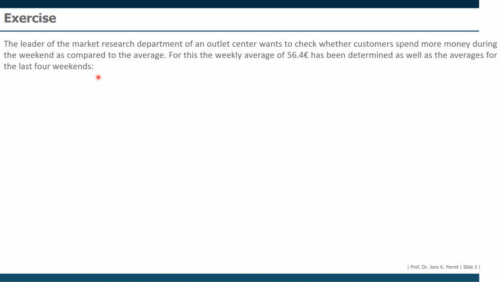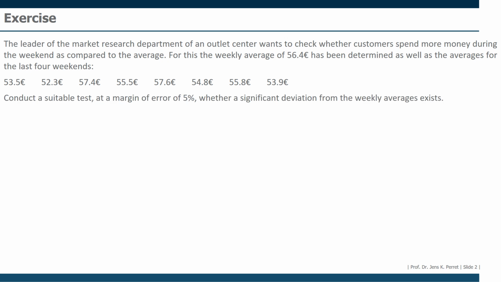Here we have the leader of the market research department of an outlet center who wants to check whether customers spend more money during the weekend as compared to the average. For this, the weekly average of 56.4 euros has been determined, as well as the averages for the last 4 weekends. Then we have here for the 4 weekends, well, that's 8 values because we have Saturday and Sunday for each weekend. And what should we do with this? Well, our task is to conduct a suitable test at a margin of error of 5% to test whether a significant deviation from the weekly averages exists.